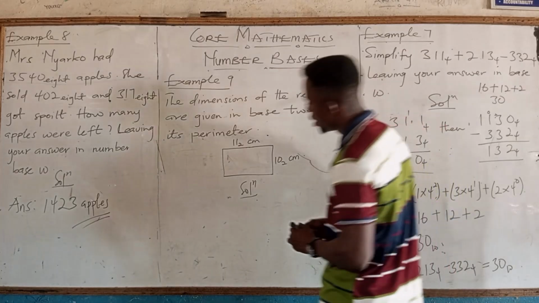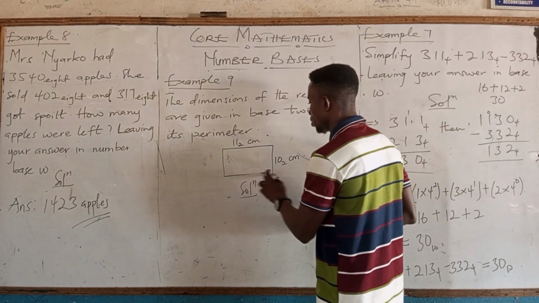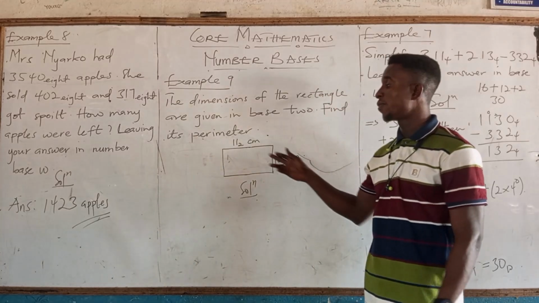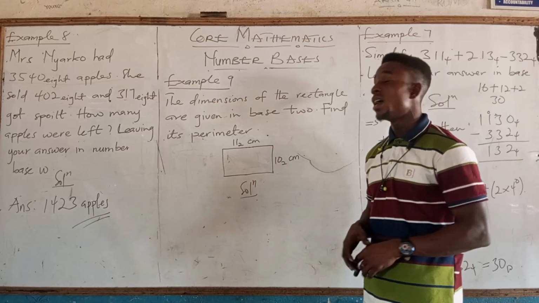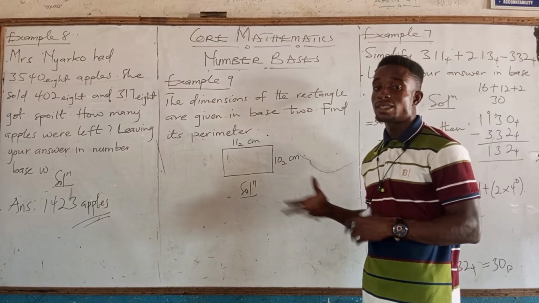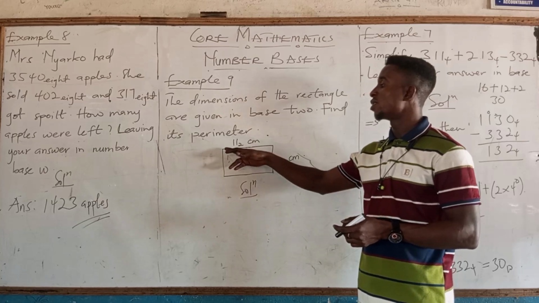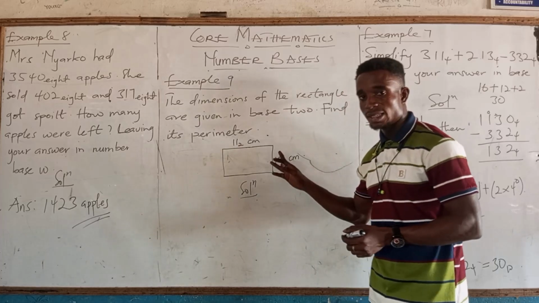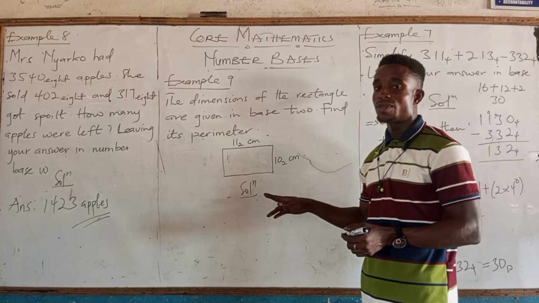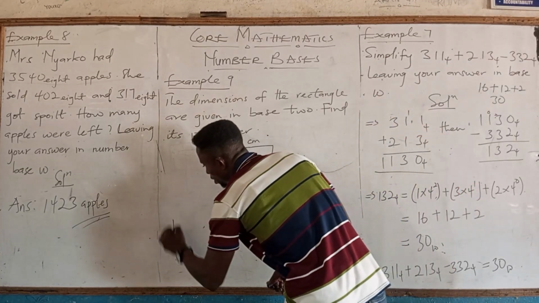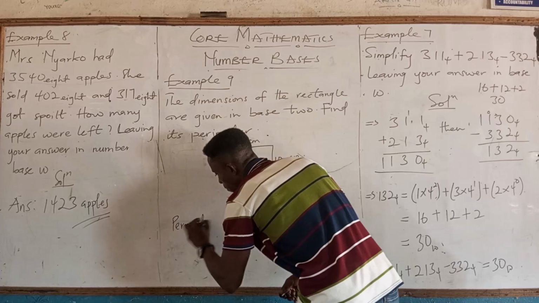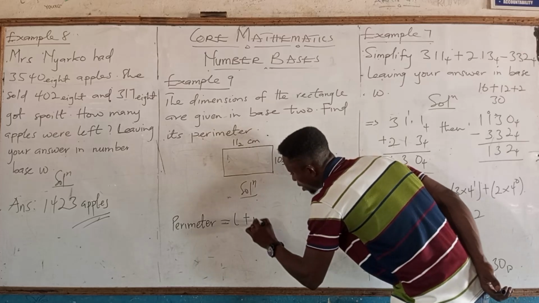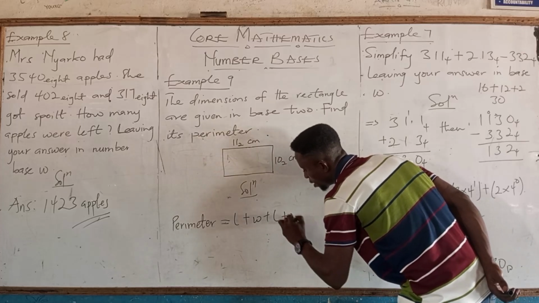Okay, so this one, the dimensions of this particular rectangle are in base 2. So we have to find the perimeter of this one. Are you getting that? And we know that perimeter is the total distance around the shape, right? So this one is having 1, 2, 3, 4. Are we getting that? So we know this is the length and this is the width or the breadth, right? So we can say the perimeter is equal to the length plus the width plus the length plus the width.